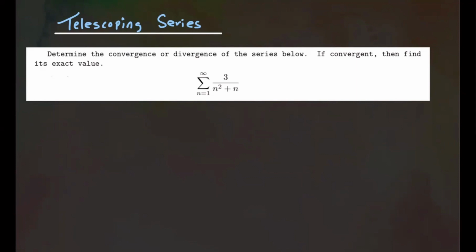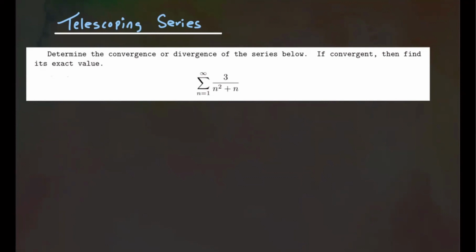The strategy here is to take the limit. So you want to write the limit as n goes to infinity of S_n, where S_n is the nth partial sum. And if this limit is finite, then we know the series is convergent. So that is the strategy here. So let's go ahead and do that.